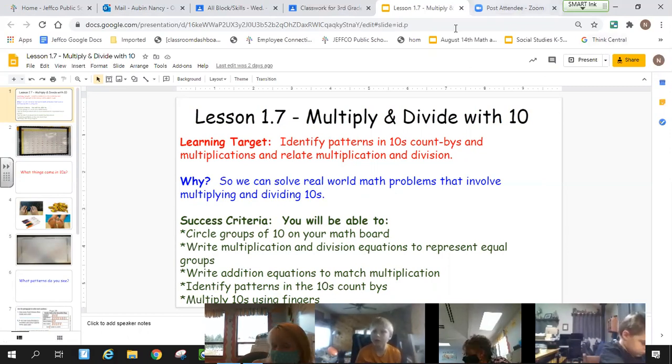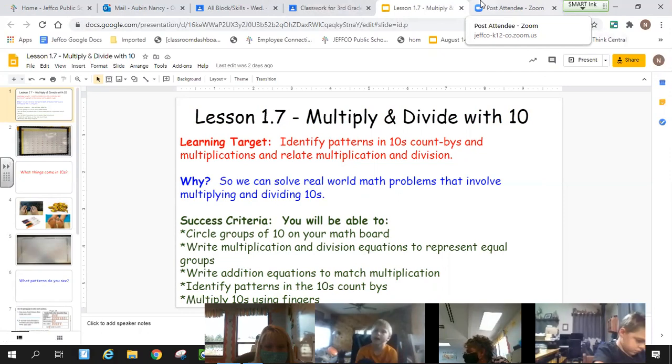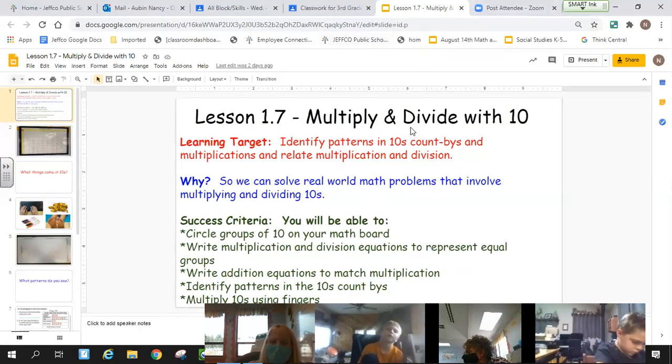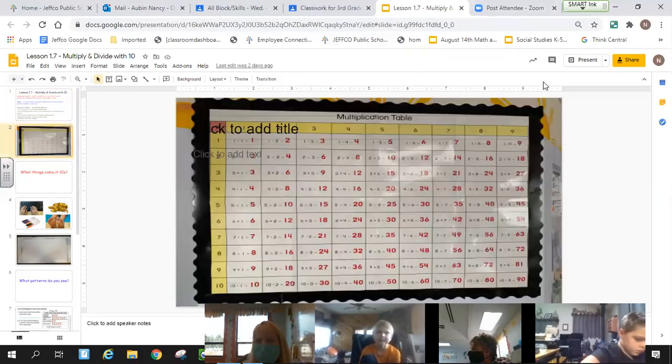Your success criteria, we're going to circle groups of 10 on our math board. We're going to write equations for multiplication and division. We're not going to write addition equations. I'll talk about those. We're going to look for patterns, and we're going to use our fingers to multiply by 10. Sounds pretty easy, right? You've been counting by 10 since kindergarten. You guys got this. Before we do that, I want a quick review.